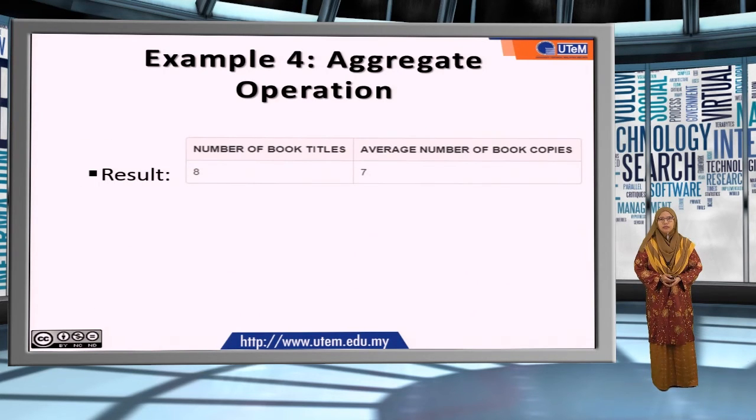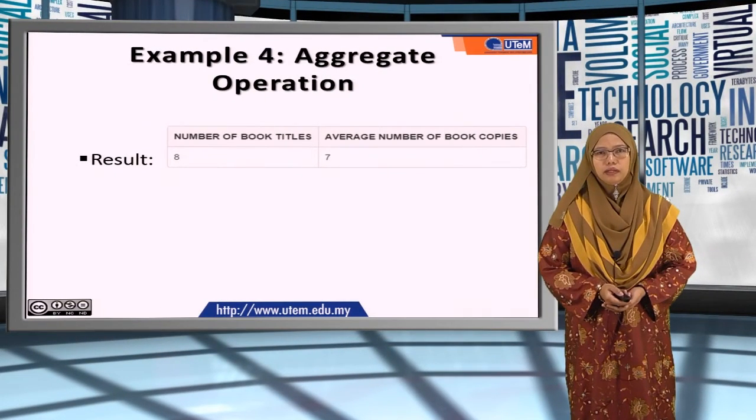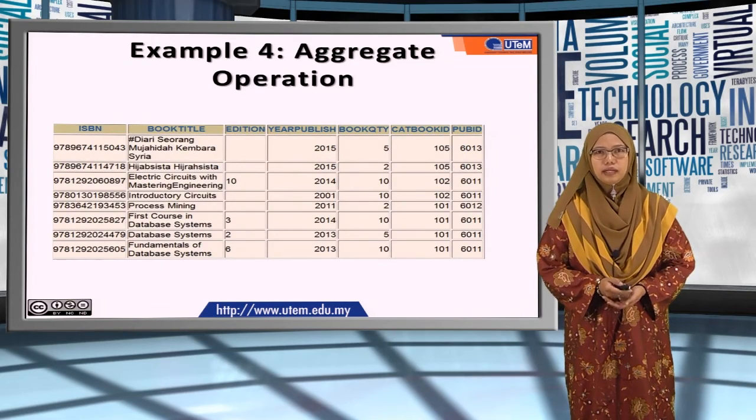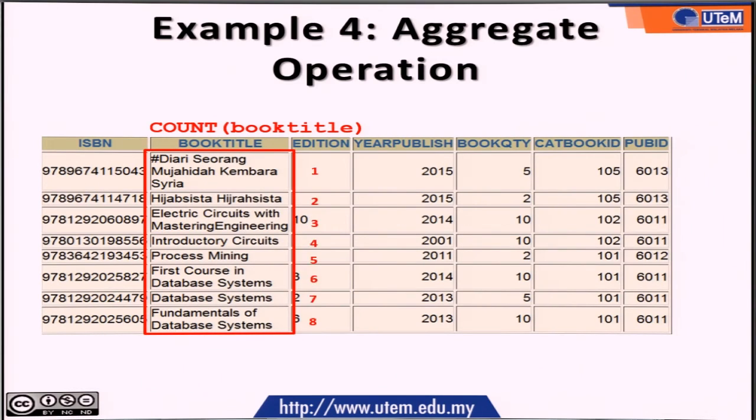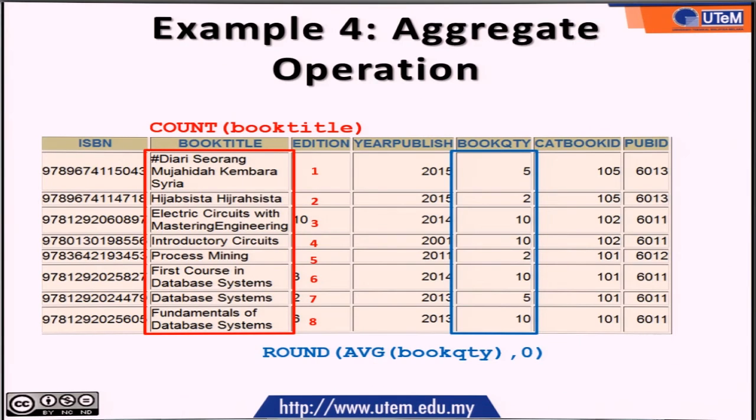The slide shows the results of the SQL statement, which returns 8 as the number of book titles and 7 as the rounded average number of book copies. The slide shows the implementation of the count and average functions. The count function is applied to the book title column and returns 8 as the result, while average function is applied to the book quantity column and returns 7 as the result.